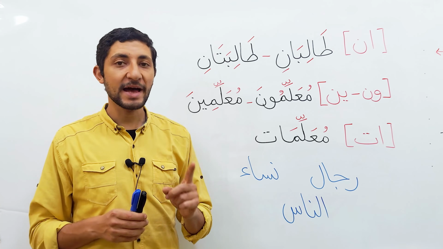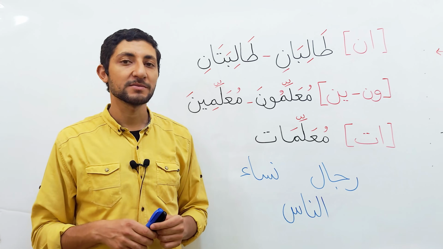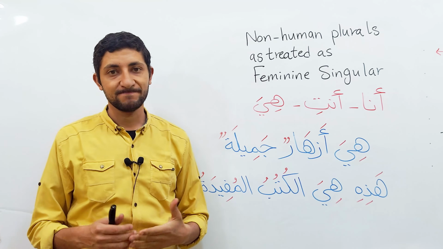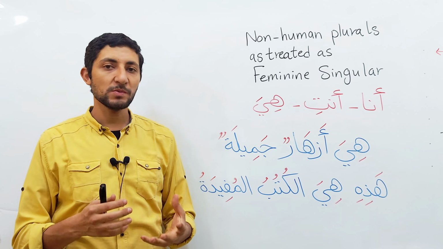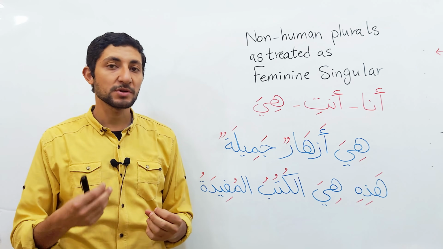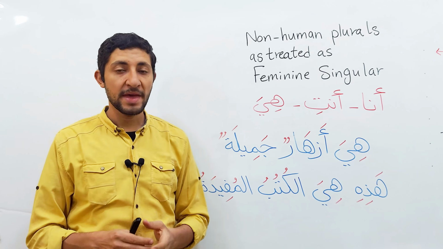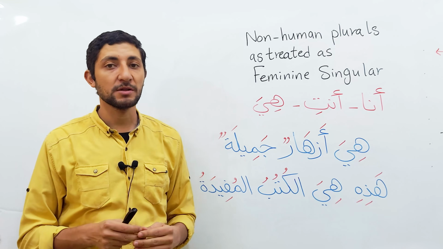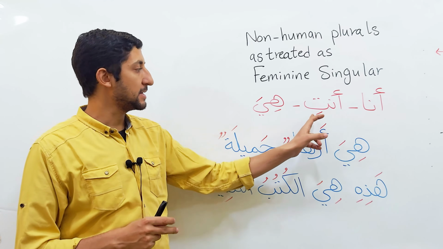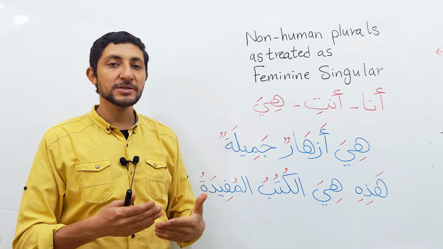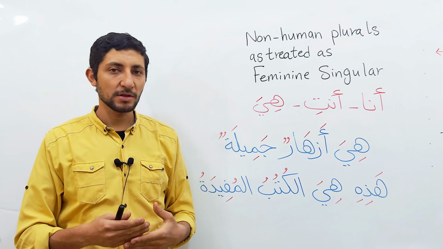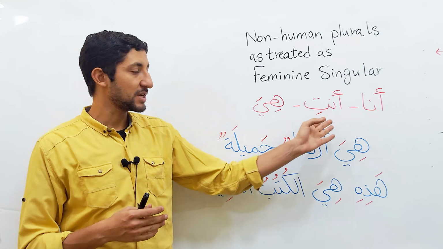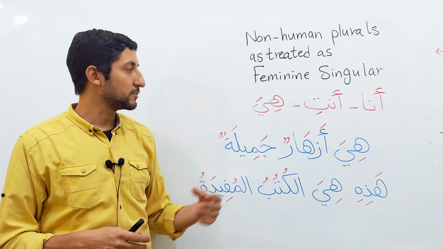I have one last point about plurals in Arabic. Non-human plurals are treated as feminine singular. Yes, don't be surprised. So when we have a plural that refers to non-humans, we treat them as feminine singular, which means we will choose the pronouns of feminine singulars, which are أنا, أنتِ, and هي. And as long as non-human plurals are treated as third person, you cannot find them as first or second person, so obviously we will use هي.